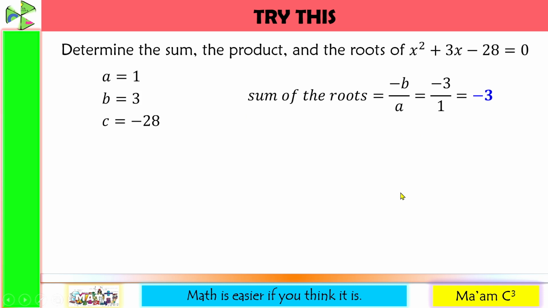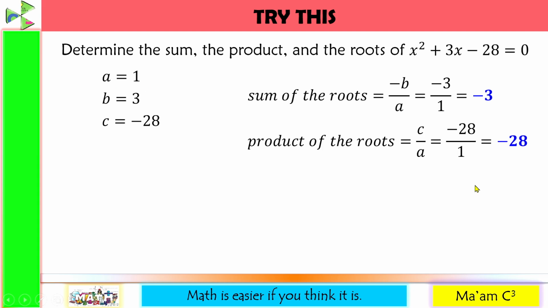For the product of the roots, that is c over a. C is equal to negative 28, and a again is 1. This will give us negative 28. Now, for the roots, the easiest way to solve this is by factoring. So allow me to get the factors of 28. Those are 1 and 28, 2 and 14, 4 and 7.